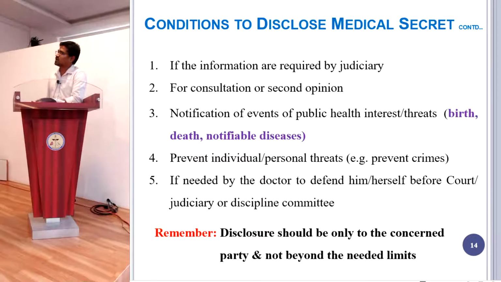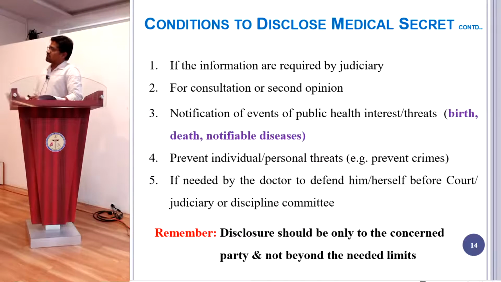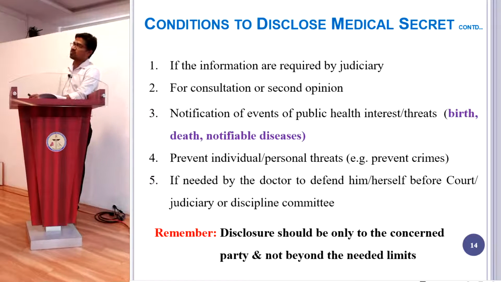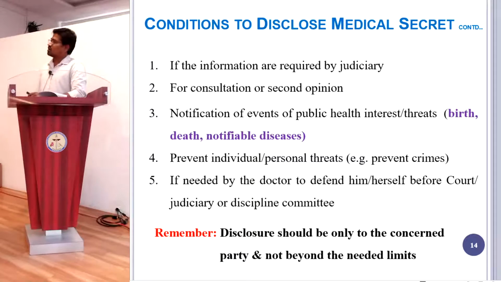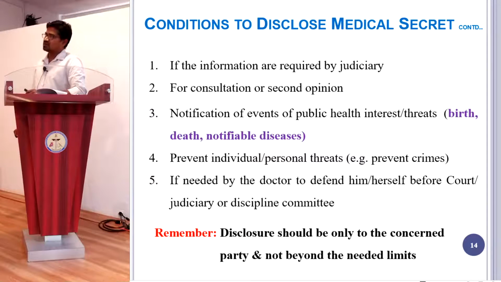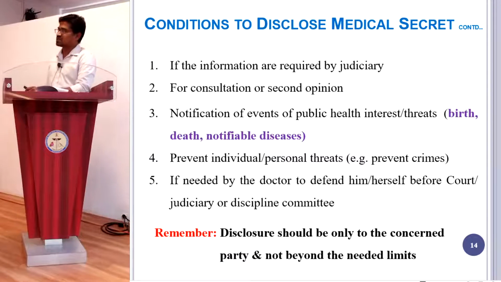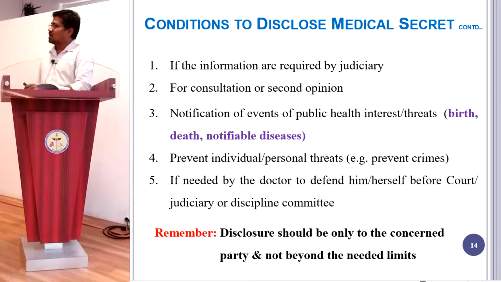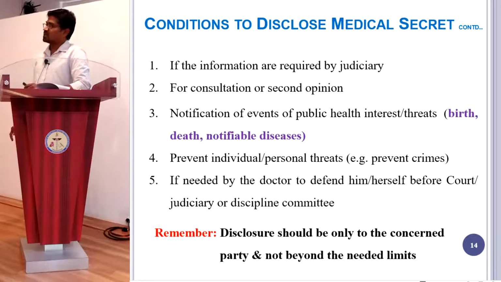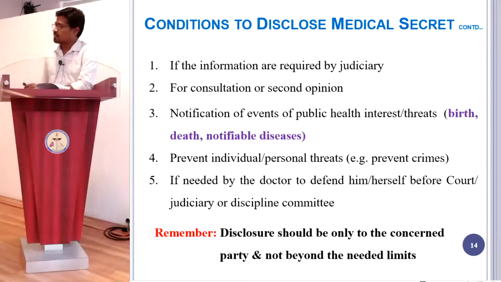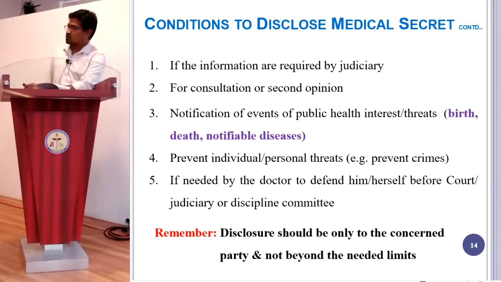So these are the actually can breach the confidentiality legally if the information are required by judiciary department for consultation of the second opinion and notification of events of public health interest or threats, for example, birth, death and notifiable diseases, prevent individual or personal threats, if needed by the doctor to defend him or herself before court or judiciary or discipline committee. Remember, disclosure should be only to the concerned party, not beyond the needed limits.